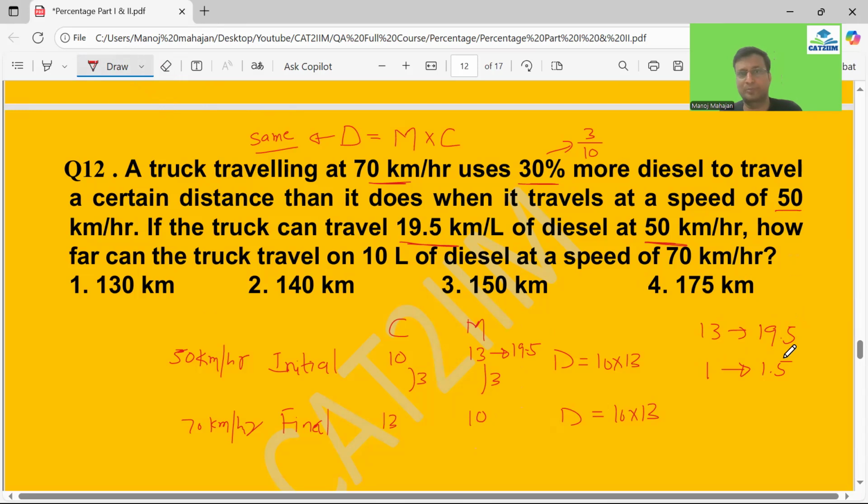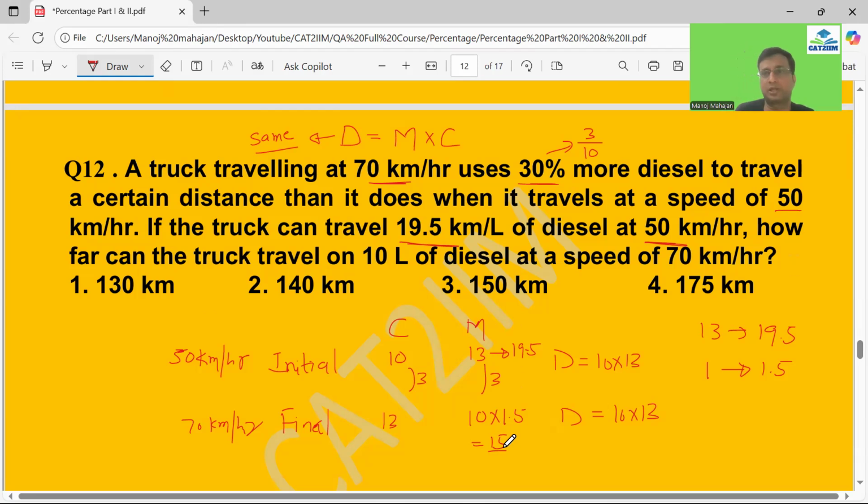So 1 unit value is 1.5. Now, if you look over here, the mileage finally you can calculate by multiplying this with 1.5, because 1 unit is 1.5. So this would be what? 15. So the final mileage that we are getting over here is 15 kilometers per liter.